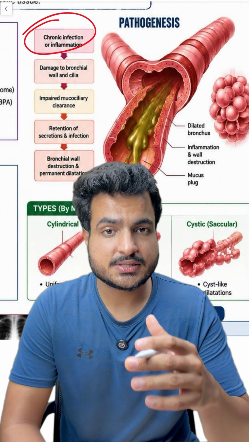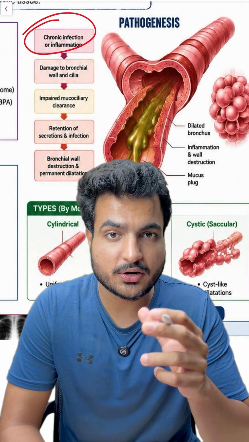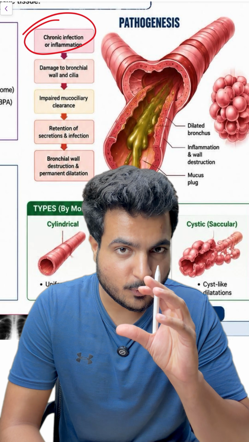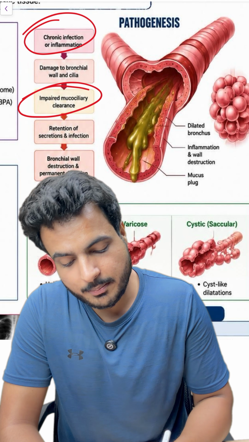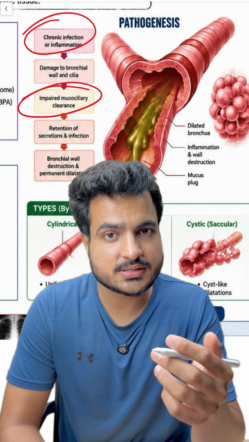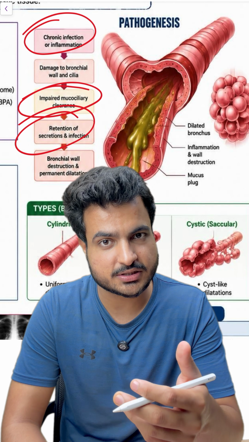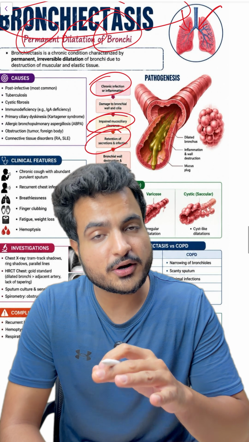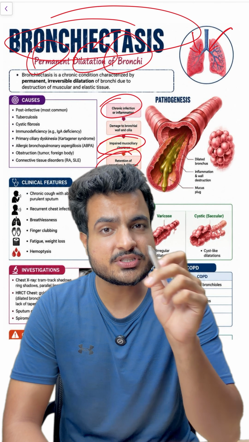Now what happens is this chronic infection damages the muscular as well as elastic component of the bronchi, and once these bronchial walls are damaged, they result in dilatation, and there would be impaired mucociliary clearance of mucus resulting in retention of secretions, and in those secretions repeated infections would be present. So in a patient of bronchiectasis, you will see repeated respiratory tract infections. So it's a vicious cycle.